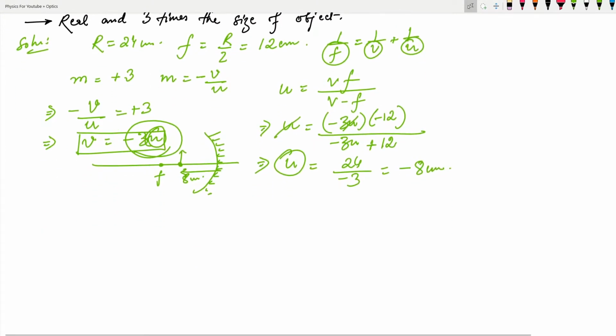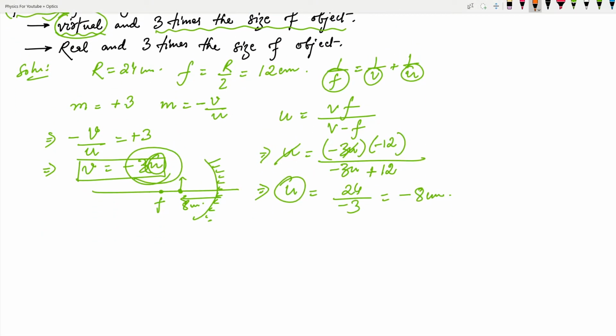Now let's look into the second part of the question. It says the image formed is real and 3 times the size of object.